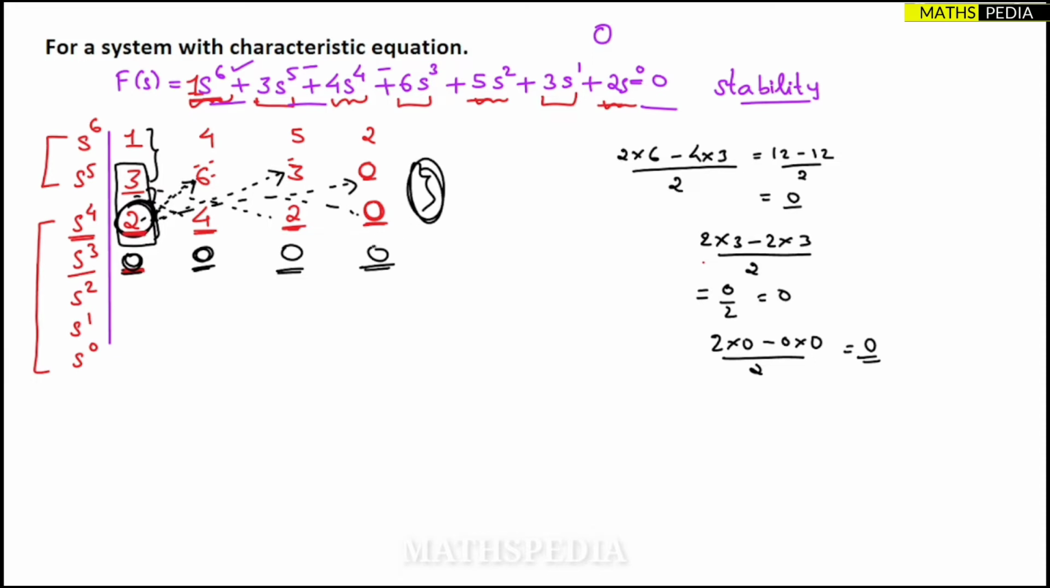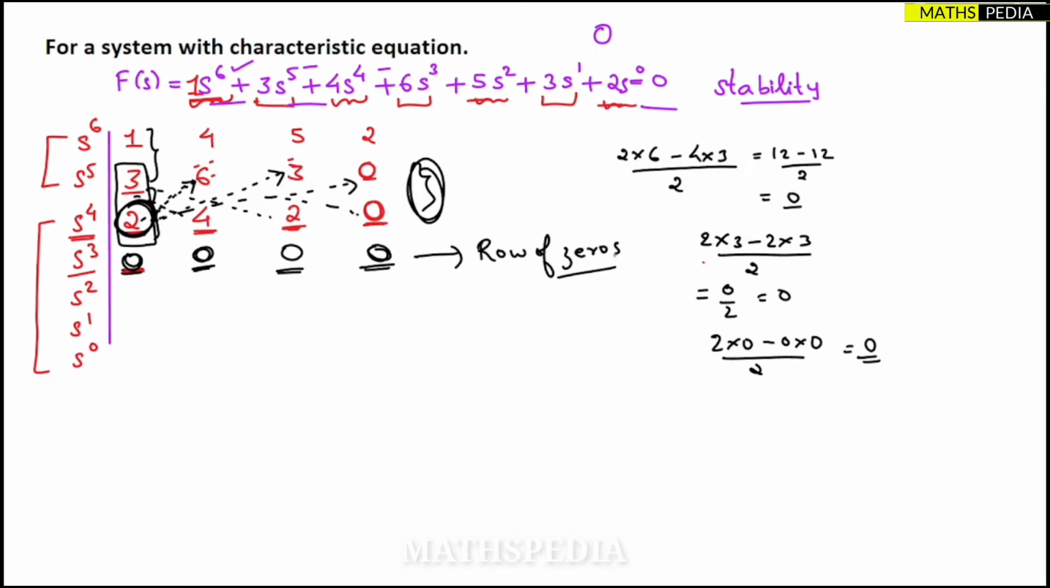Okay. So you can observe that this entire row has become 0, correct? So this we call a row of zeros. Whenever the elements of a row all become 0, that means the entire row becomes 0, then we call that row a row of zeros. Okay, now this is a special case in which we have to replace these zeros with some other coefficients.